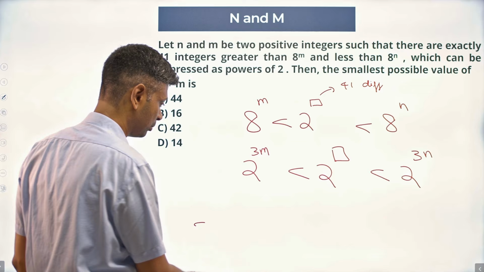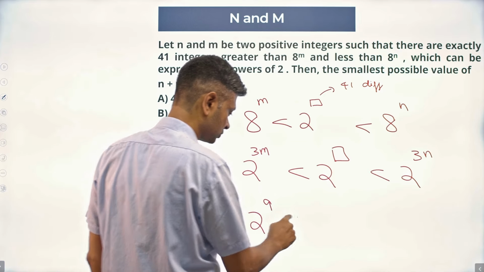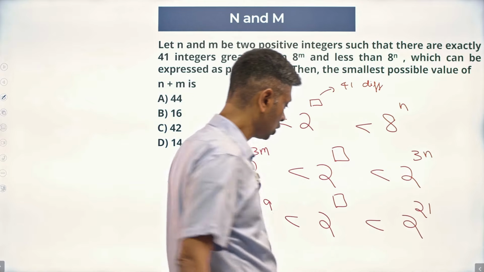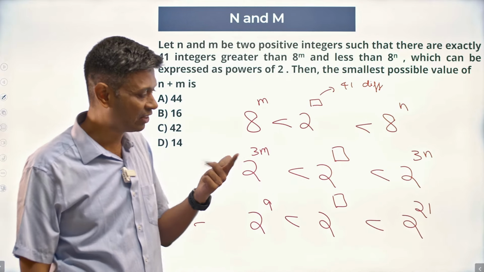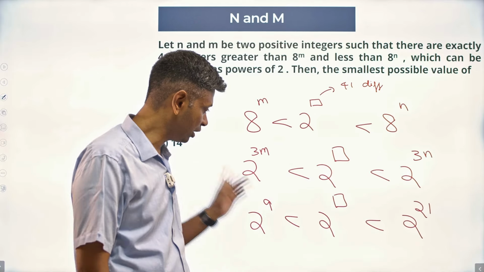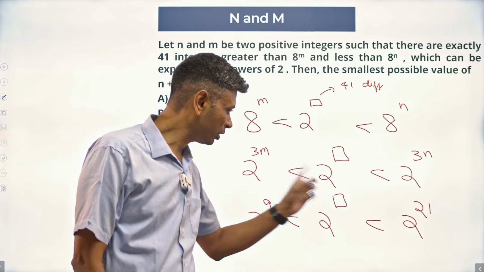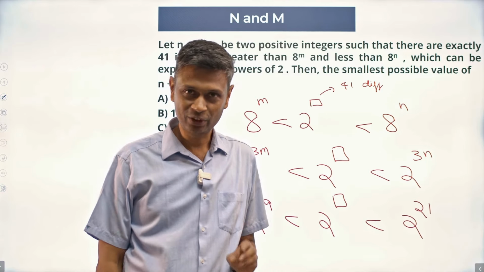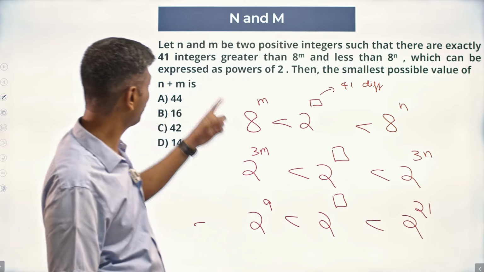So let's say we're looking at numbers from 2 power 9 less than 2 power something less than 2 power 21. How many values can n take? 10, 11, 12 till 21. 21 minus 9 is 12. So there can't be 12 different values. There can be 11 different values. Nice. So it's a very important adjustment, because otherwise this 41 won't come.